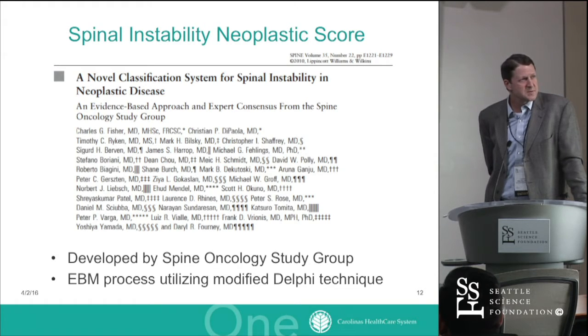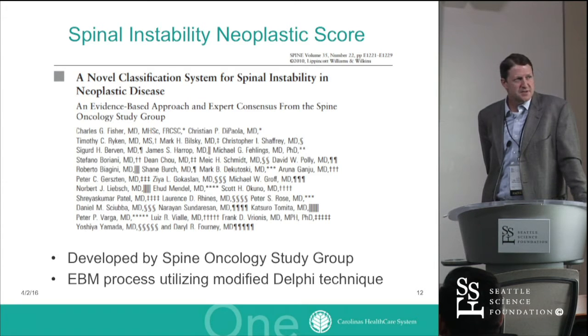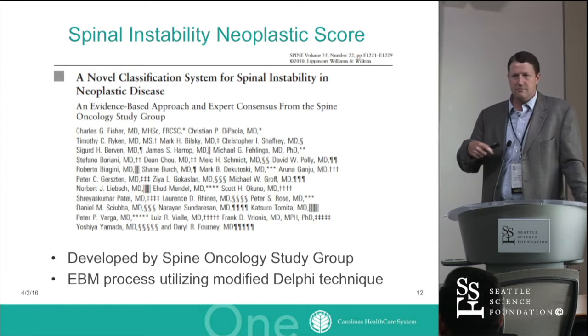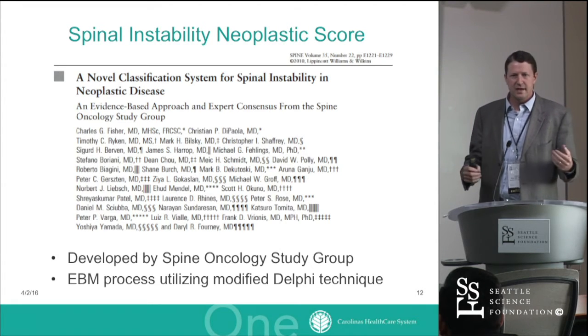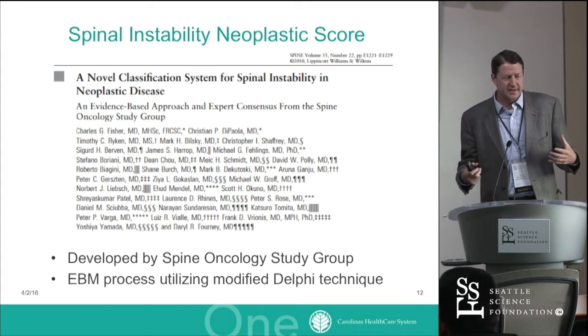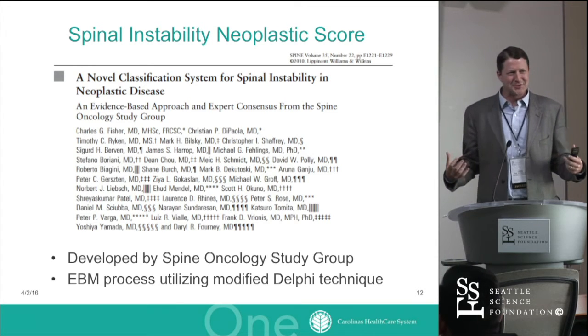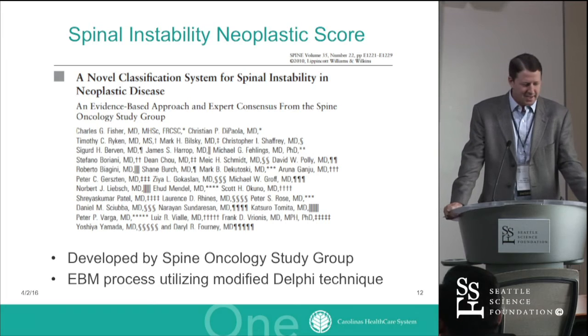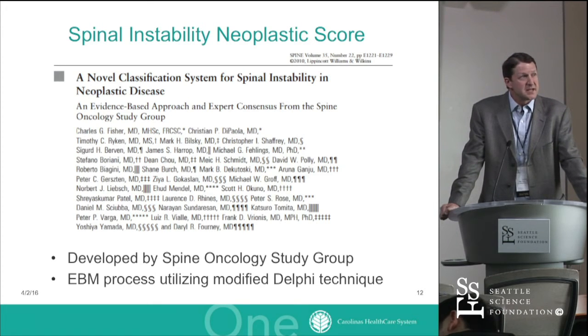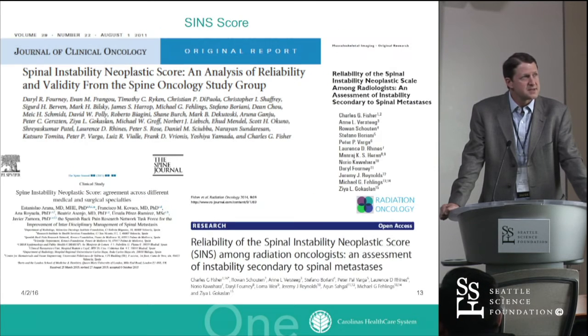So what they did, the Spine Oncology Study Group used an EBM process using a modified Delphi technique, where you go through and look at what you think is important, and then everybody looks at it. And it is a systematic way to use expert opinion, and it's utilized in a lot of different ways. It's actually a fairly solid scientific process.